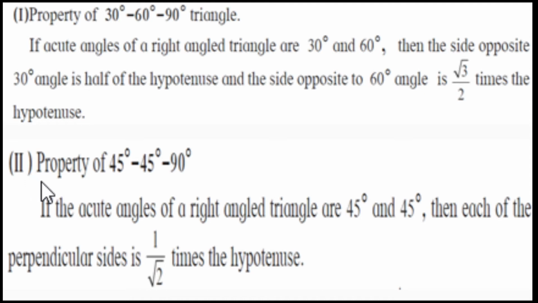Then property of 45 degree, 45 degree, 90 degree. If the acute angles of a right angle triangle are 45, 45 and another is 90, then each of the perpendicular sides is 1 upon root 2 times the hypotenuse.